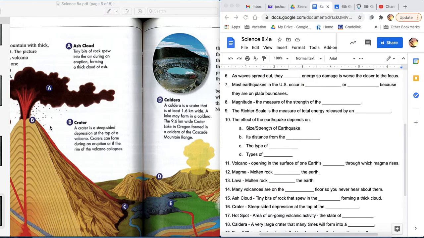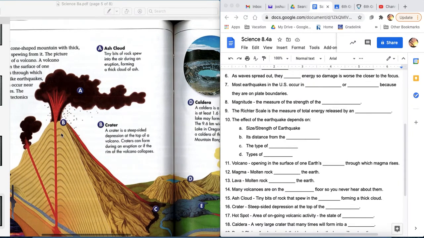A crater is a steep-sided depression at the top of a volcano. Craters can form during an eruption or if the rim of a volcano collapses. So lots of times, guys, when a volcano erupts and blows off, this will then collapse in because there's no magma there to take its spot. Another thing to notice with this one is so often we think volcanoes are made to erupt straight up the middle of it. Not always true, guys. Mount St. Helens was an example of this. It bulged out the side and erupted out the side of it.